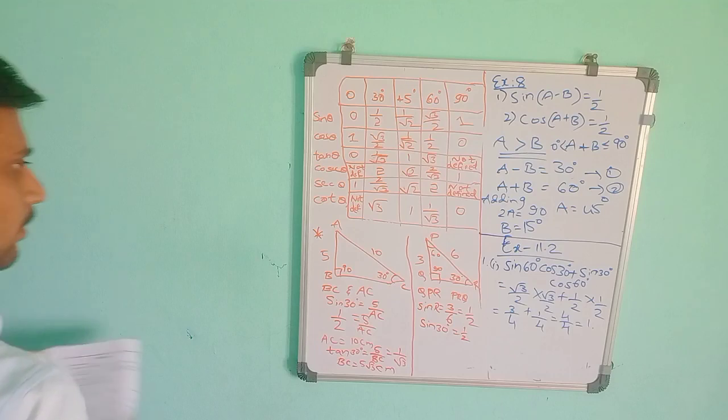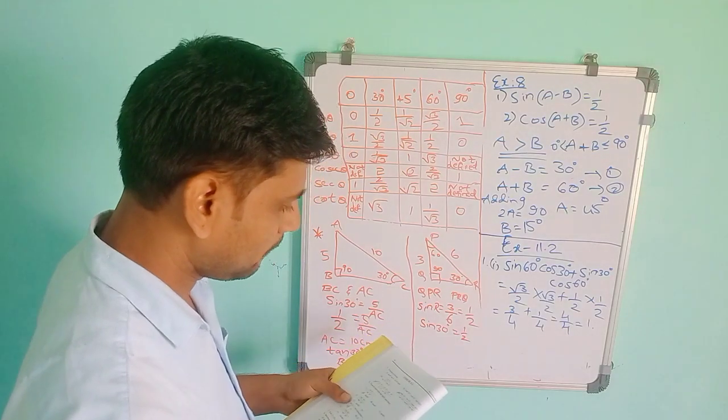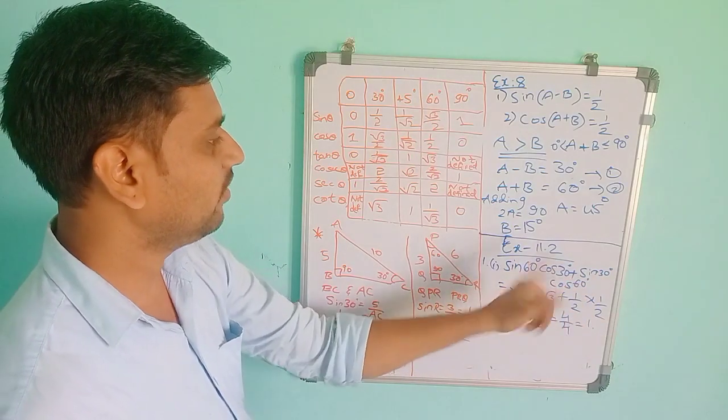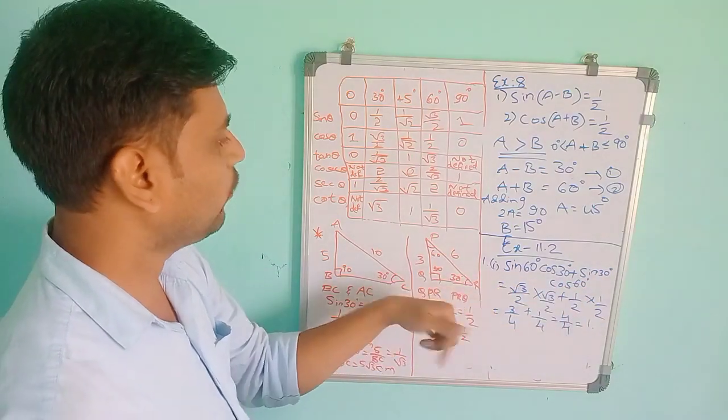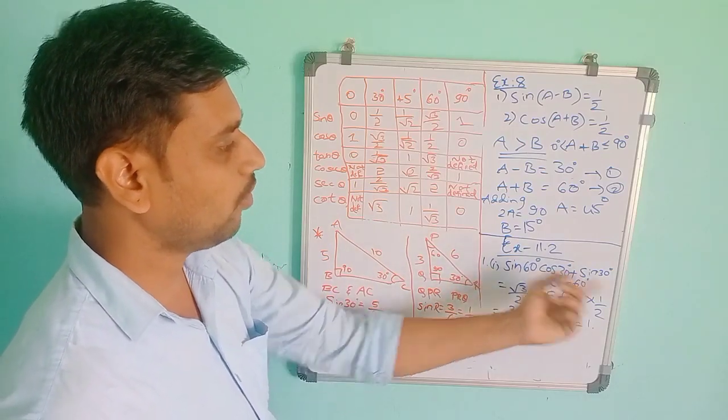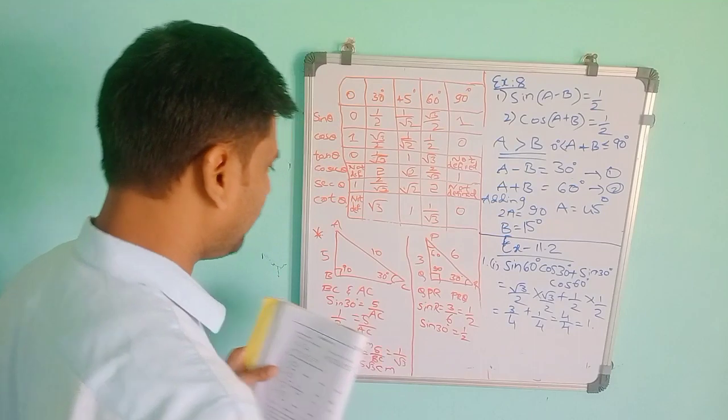Second one. If they give sin, cos, tan, it is direct only. If they give sec, we have to reverse that value of sin, cos or tan. Let us do the second one.